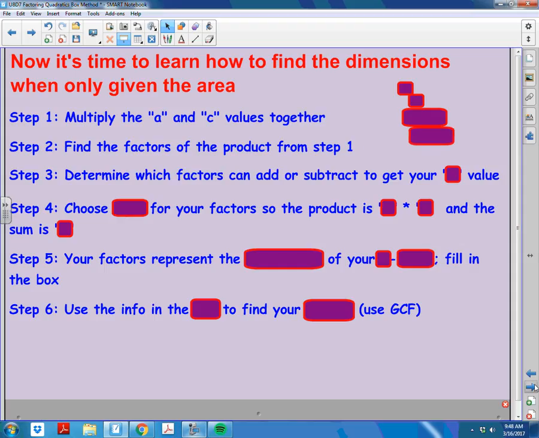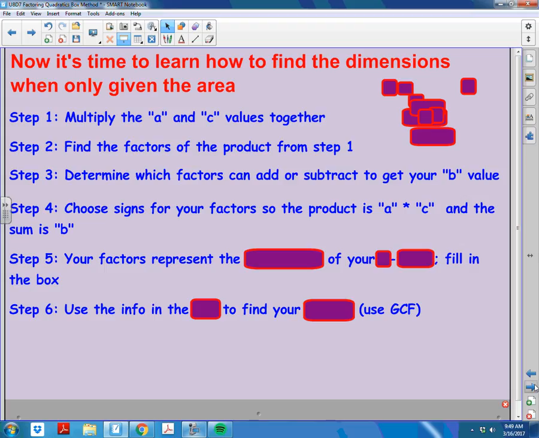You're going to determine which pairs of factors you can add or subtract to get your b value. You're going to choose the signs, meaning positive or negative, for your factors so that the product, meaning when you multiply those 2 numbers, you get the product of a times c, and the sum is b. And again, all this is going to make sense in just a second. Just write all this in.